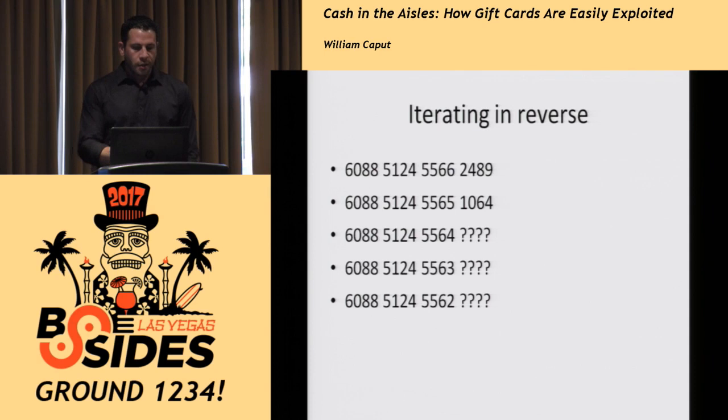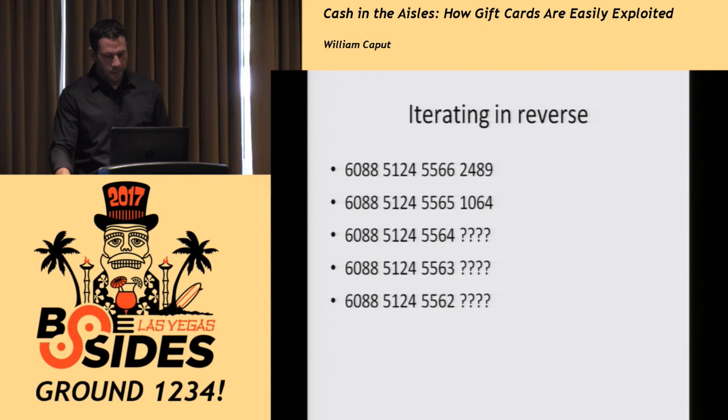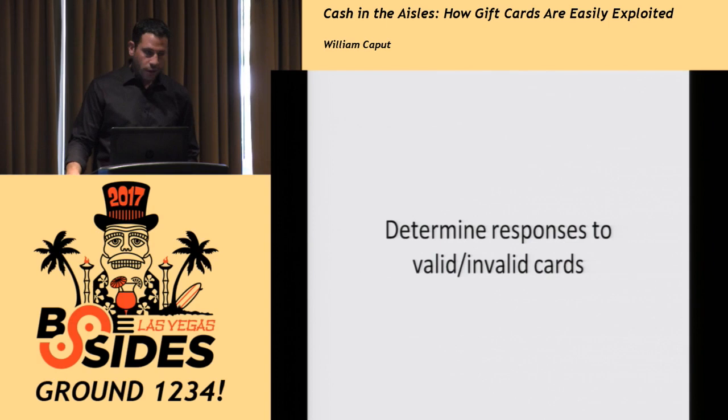The cards that were sitting there, we know are 65 and 66. Well, 64, 63, 62 are gone, right? Most likely sold. Somebody bought them. So how do we determine valid and invalid responses for these cards? This is where Burp Intruder comes into play.